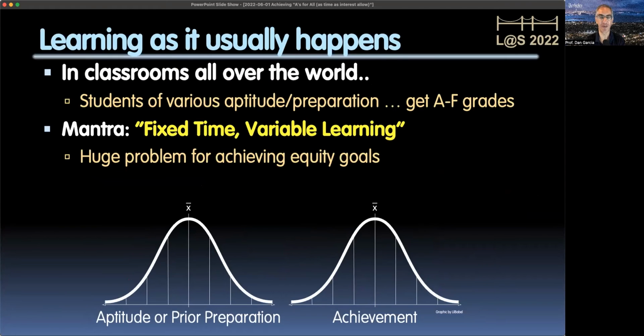Learning, as it usually happens in classrooms all around the world, students come in with aptitude and preparation that varies. And so there's a bell curve of that. And at the end, they get A through F grades. And so the mantra must be, there's a fixed time, a semester, a term, a quarter, and variable learning. And this has huge implications for achieving equity goals.